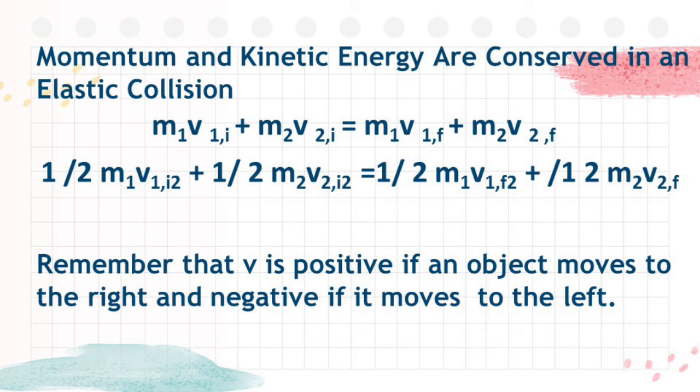Momentum is conserved: mass of the first object, m1, times the initial velocity of the first object, v1i, plus the mass of the second object, m2, times the initial velocity of the second object, v2i, is equal to the mass of the first object times its final velocity plus the mass of the second object times its final velocity. Remember that v is positive if an object moves to the right and negative if it moves to the left.